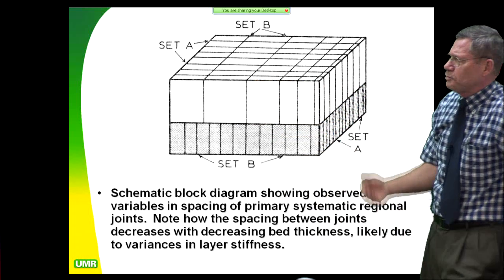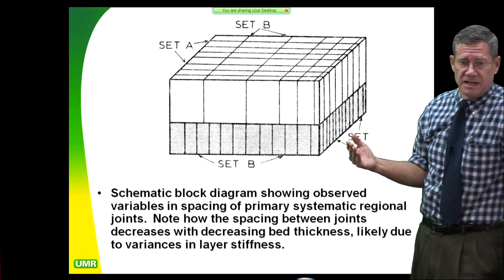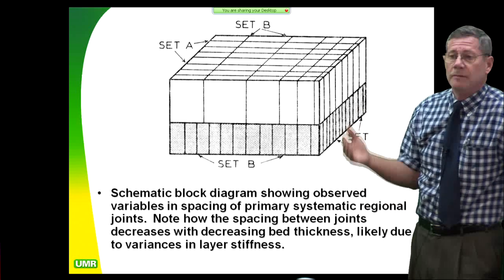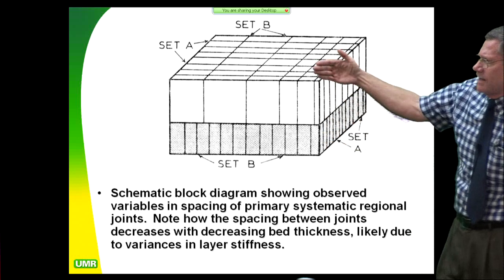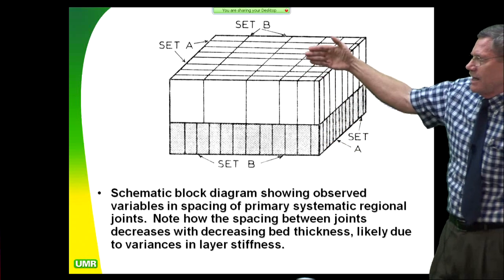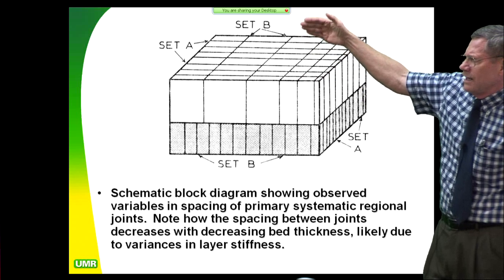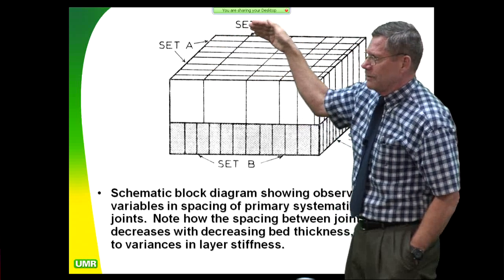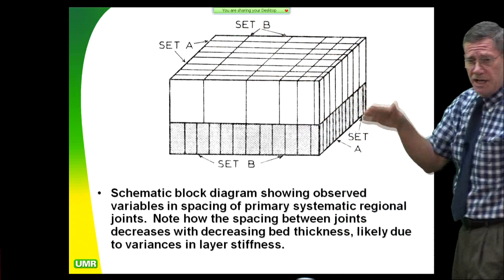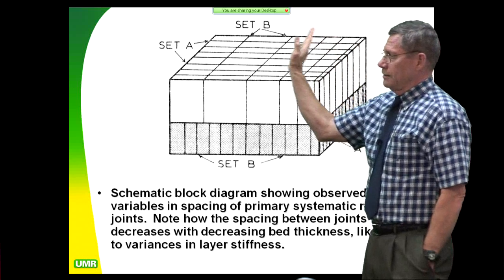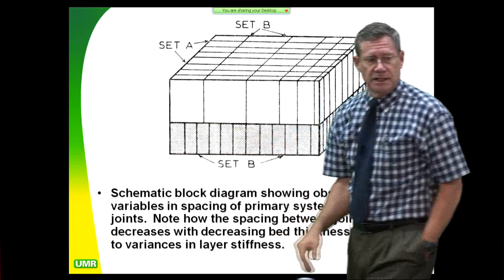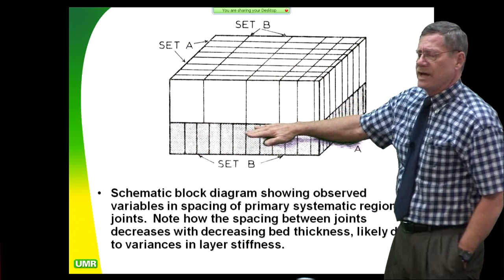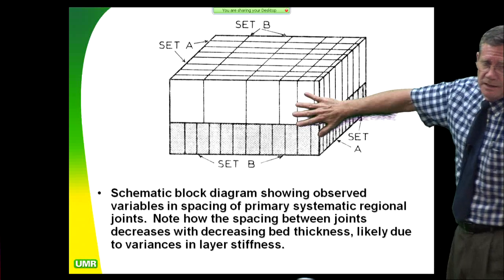Now, the other thing you'll see is preferentiality. There's always going to be one set that is more pervasive than another one. Pervasive. I didn't say perverted. Pervasive. Now, the pervasive set in this case is set A. Set A is the one you're going to see on the air photo, because there are many, many more of them out there, and they're closer together. Set B is conjugate to it, but there's not as many of them. That's typically how it works. Typically, you get two sets that are conjugate to each other and that are orthogonal to the bedding. This is real typical Missouri right there.